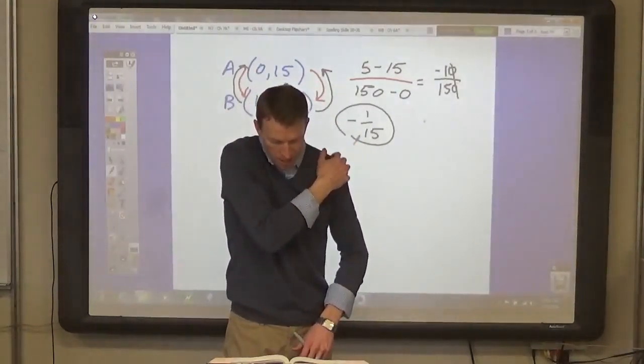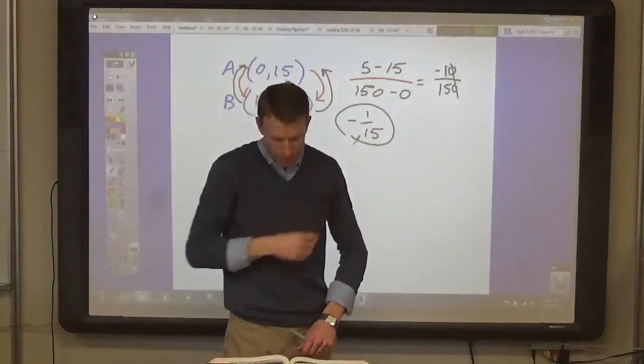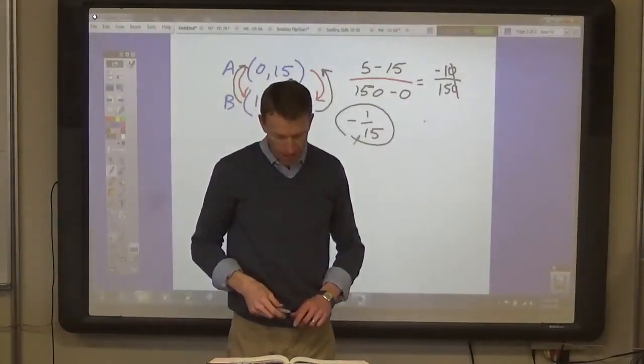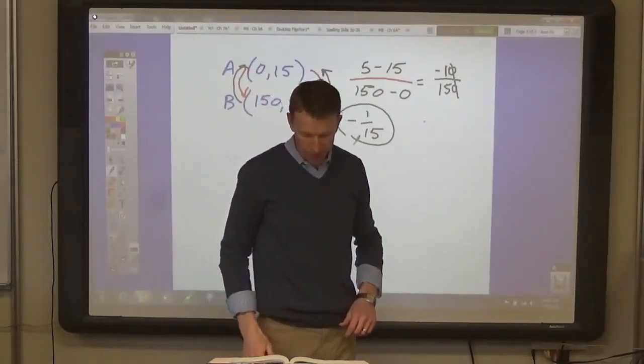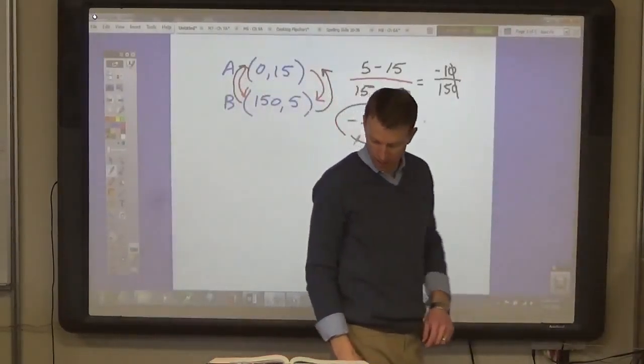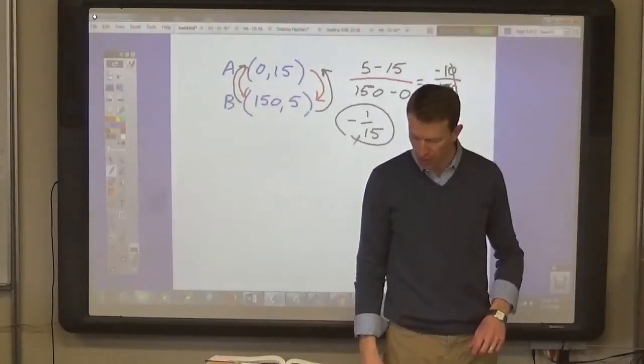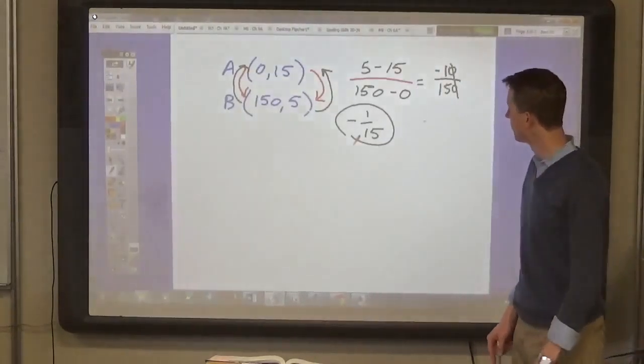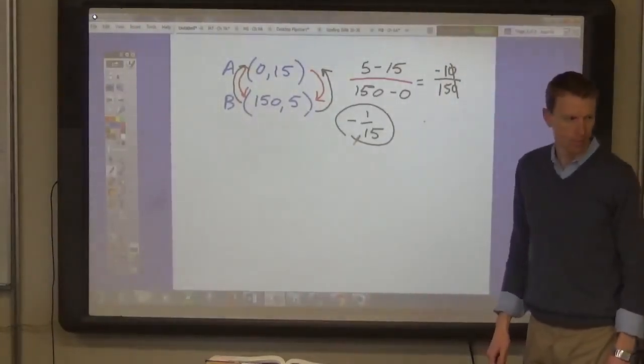Now this is a tank of gas, okay, and the amount of fuel being consumed is 1/15 of a gallon for each mile. Negative 1.